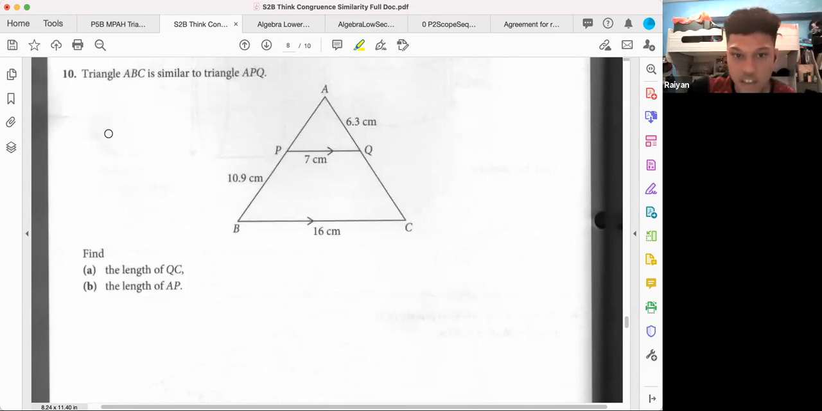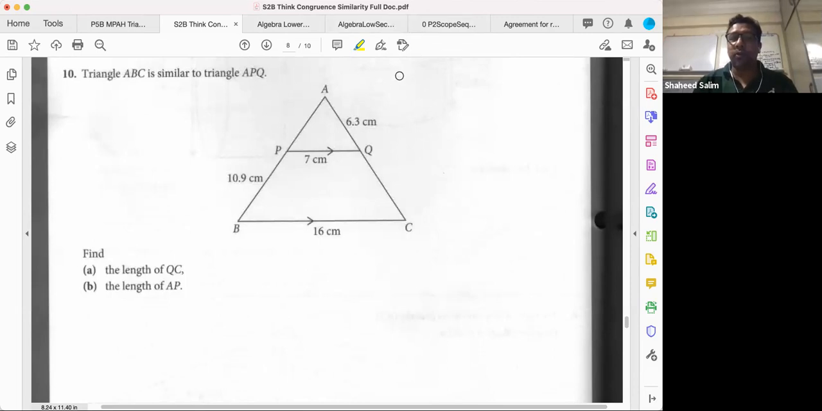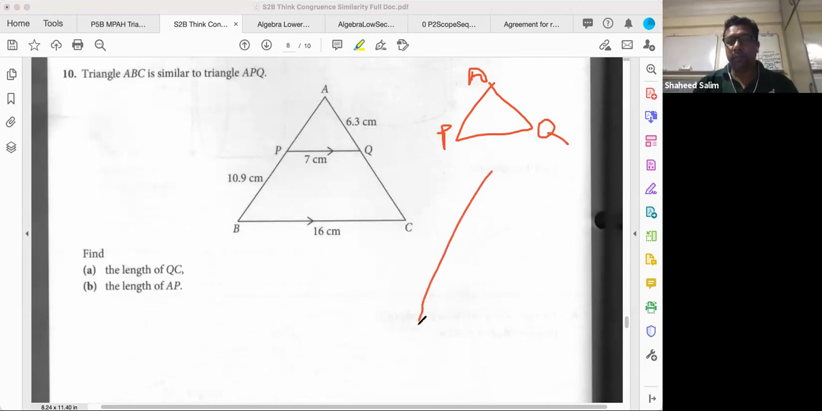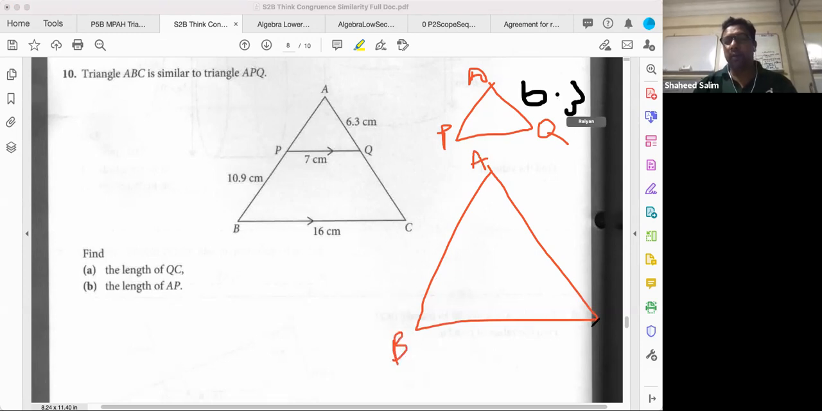Can you write down the triangle? Okay, sure. So I draw the two triangles. This one is A, P, Q. A, B, C. Okay.